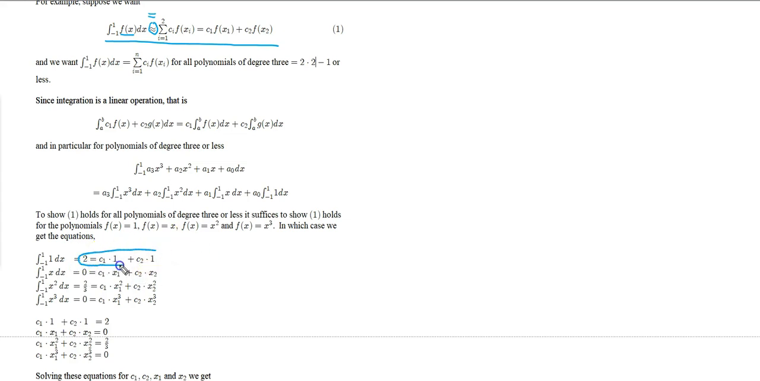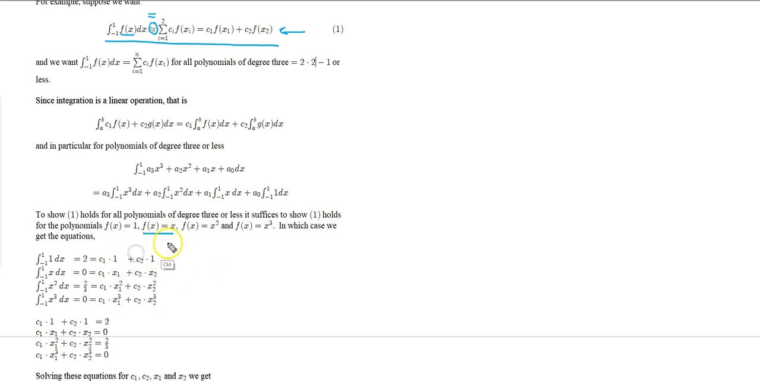2 equals c1 plus c2. Alright. Now, when we plug x into equation number 1 up here, what we get is the integral from -1 to 1 of x dx. Well, that's just 0. So that's supposed to equal c1 times x1 plus c2 times x2. Notice that the x1 right here is f of x1 when f is the function x, and this right here is f of x2 when f is just the function x. And the integral from -1 to 1 of x is just 0.